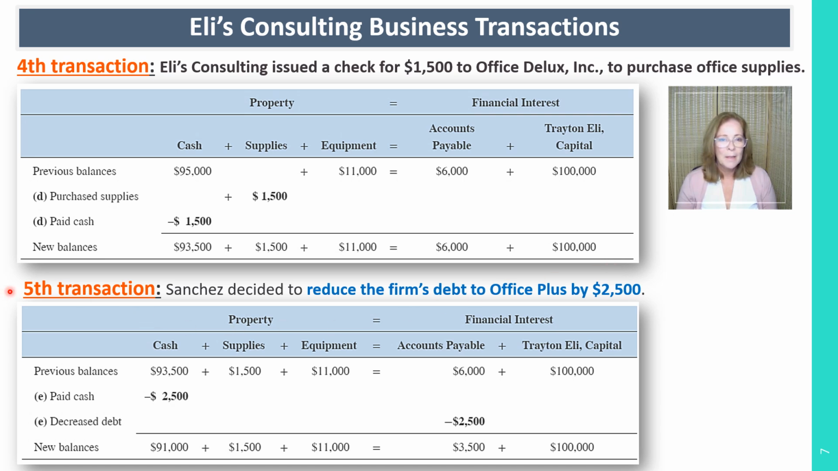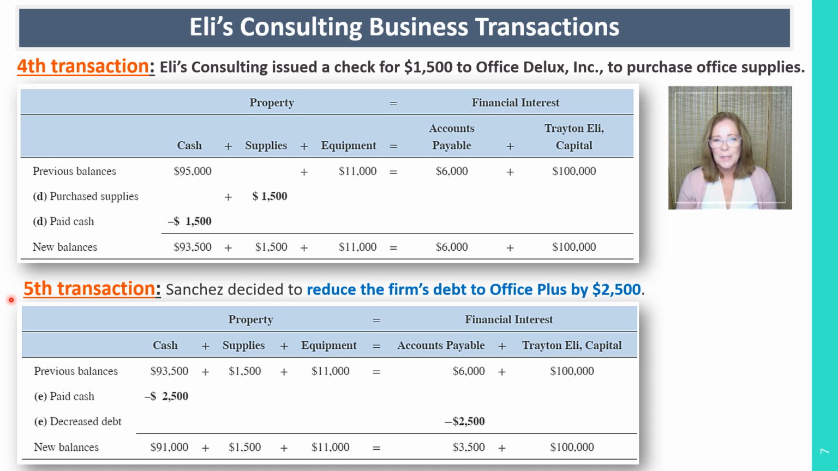Let's continue with the fifth transaction. The office manager Sanchez pays $2,500 to Office Plus to reduce the firm's debt. This related to our third transaction when Eli's Consulting bought computer equipment on account from Office Plus for $6,000. When we analyze that original transaction, we increased computer equipment and we increased accounts payable. Now that Sanchez pays part of the $6,000 that Eli's Consulting owes Office Plus, we need to figure out what to do with this business event.